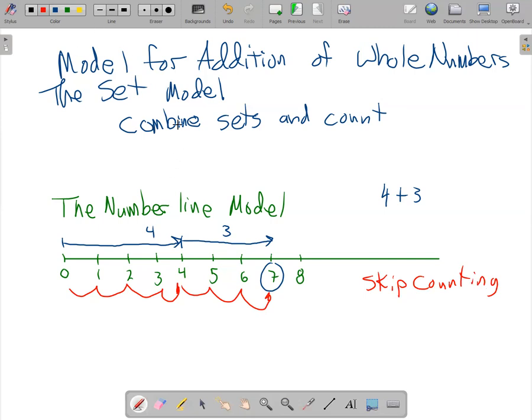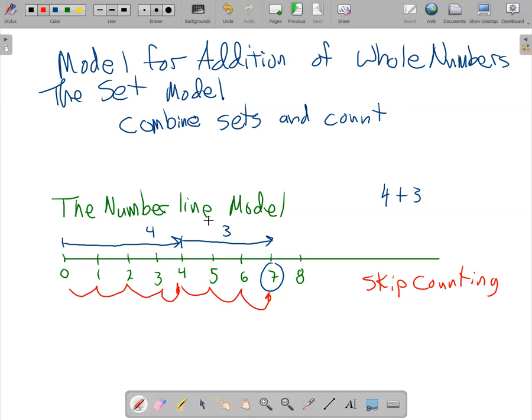So again, the set model is where we have a set of 4 and a set of 3, and we put them together. And they could be sets of anything. The number line model is a little more specific, where we're playing with a ruler or a number line and demonstrating how to get the sum. And either way, it's a combine and count. It's just 2 different physical representations of it.